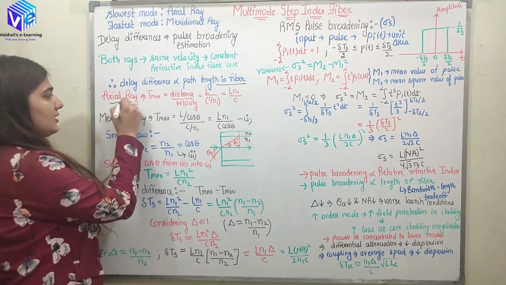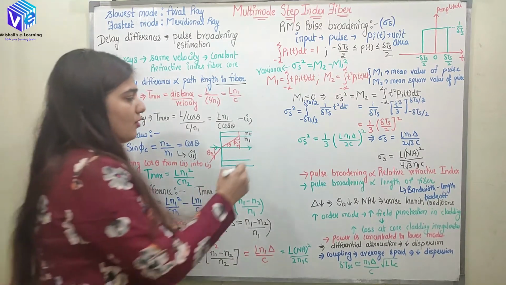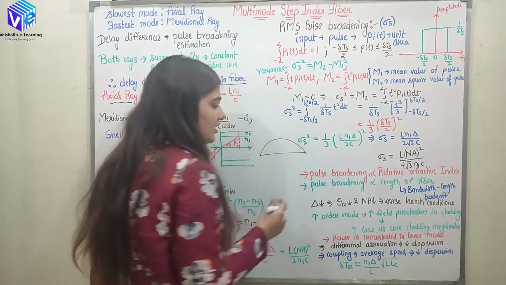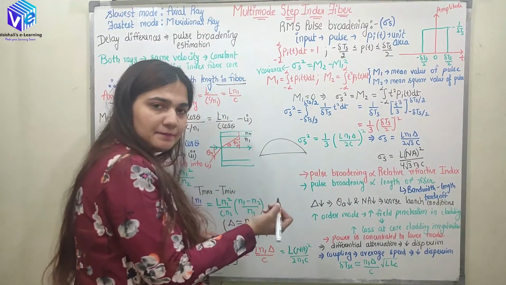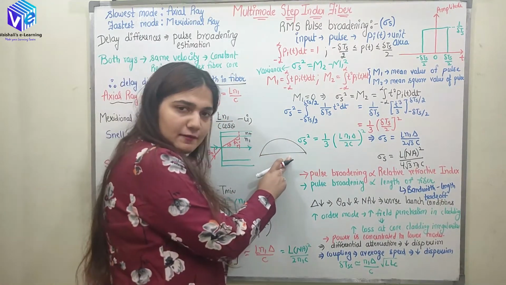Now the axial ray is going to reach the same point in the minimum time, because both of them have the same velocity.